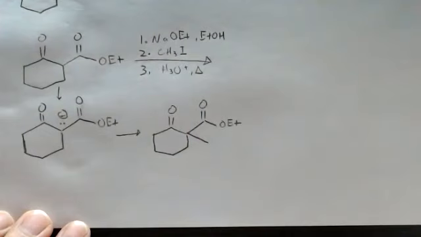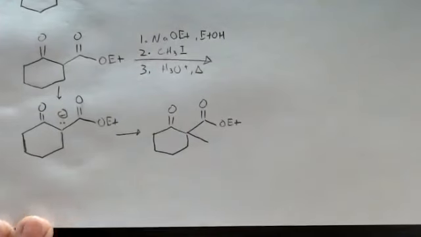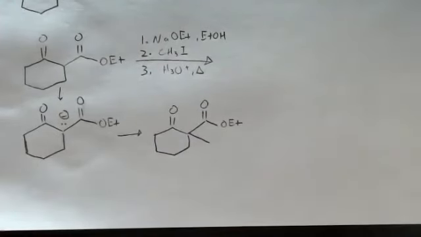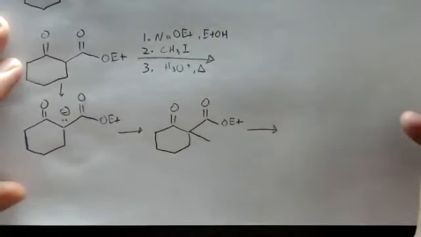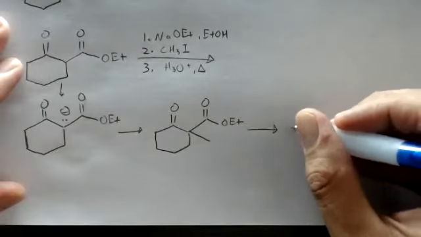And then what happens after that? And then you do saponification and decarboxylation. And it's going to be only a methyl group substituted on your ring.